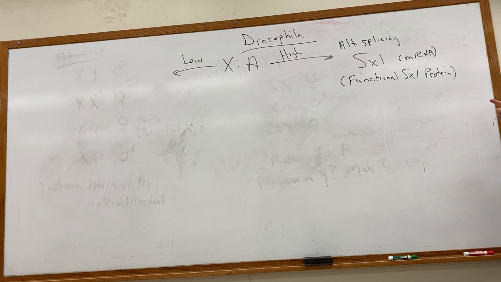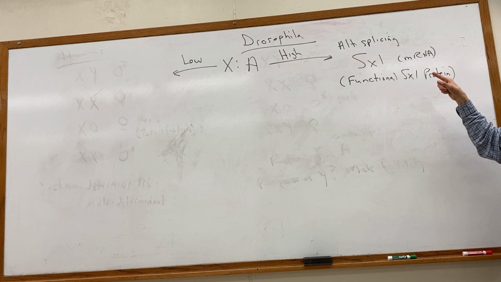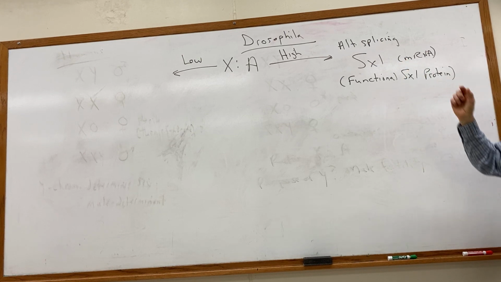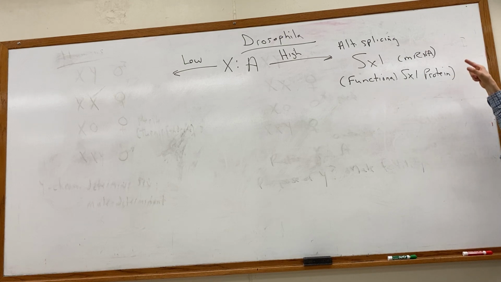The other mechanism of splicing that could take place for the messenger RNA for this protein would give you a messenger RNA that has a premature stop codon in it. So the result would be that no functional SXL protein would be made. And that will be what we talk about on the other side of this picture. So for this picture, because of the high ratio of X to autosome, we get alternative splicing that gives us a messenger RNA that provides a functional SXL.